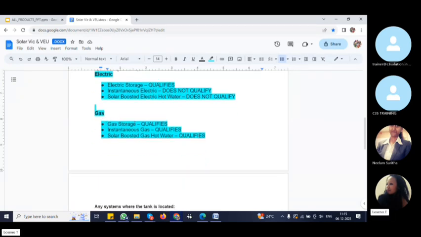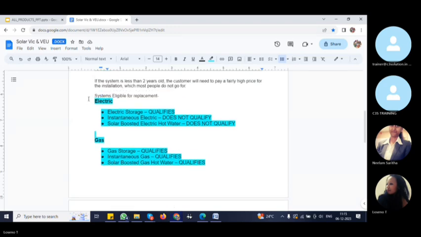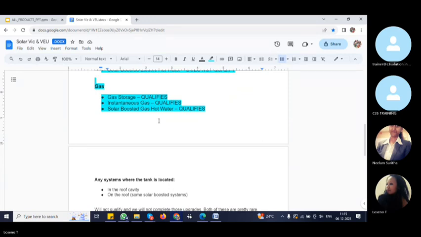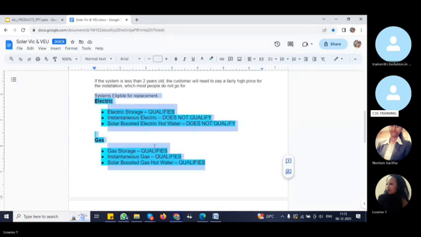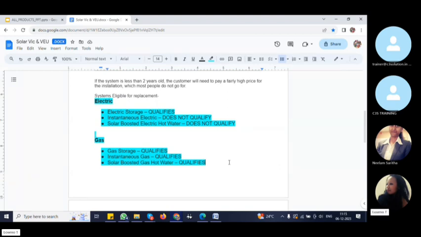Now coming to gas, as long as the system, the storage tank where the water is getting stored, is a gas system, whether they have an additional booster or not, they are still qualified. We can still consider them as qualified systems that can be upgraded to the heat pump. Are we all clear on this? Yes, ma'am. Let me know, guys, if any of you have any doubts or clarification.